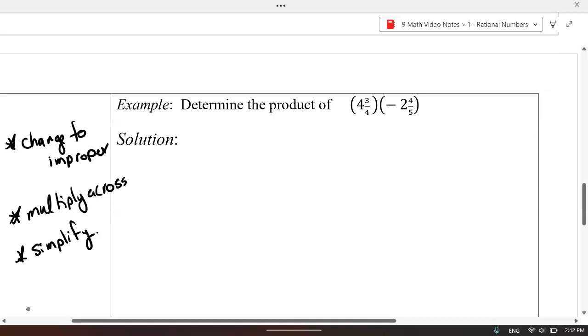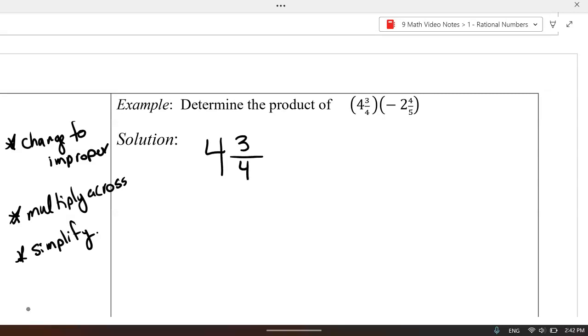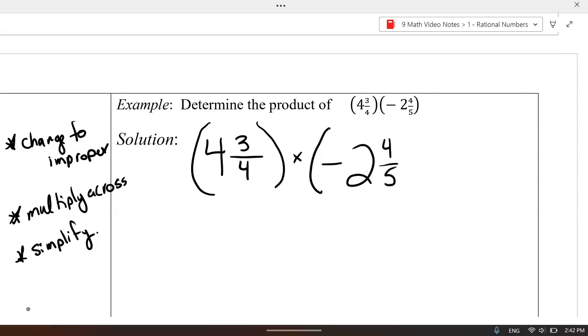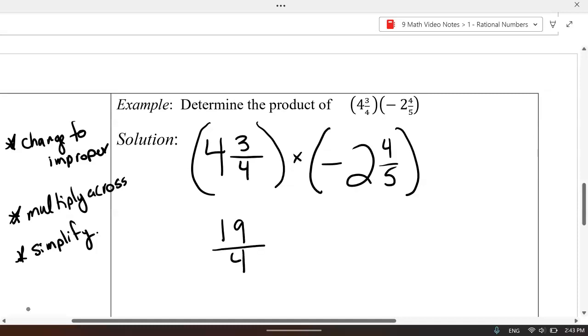Okay, so first things first, let's change it to improper. I'm just going to write it a little bit bigger. So 4 3/4 multiplied, whenever there's no sign, it always means multiplication, by negative 2 4/5. Okay, 4 times 4 is 16 plus 3 is going to be 19. So instead of 4 3/4, it becomes 19 over 4.